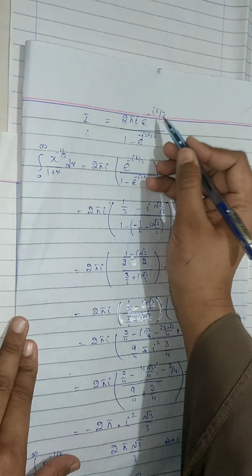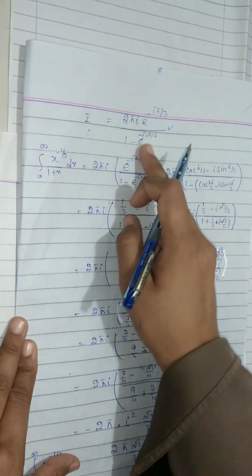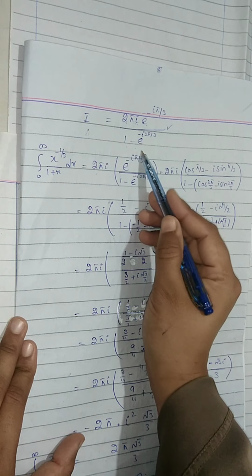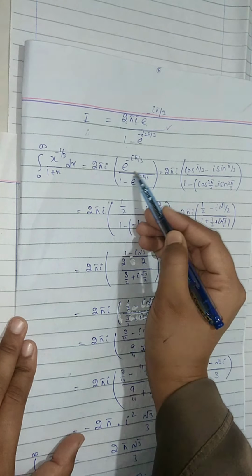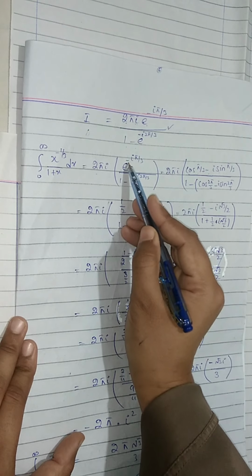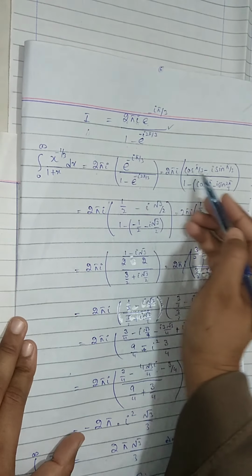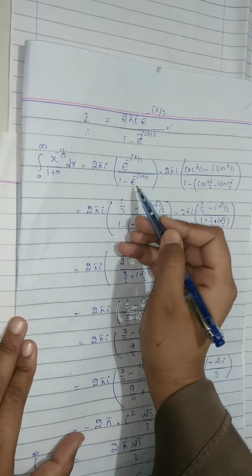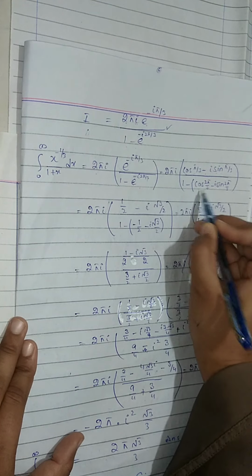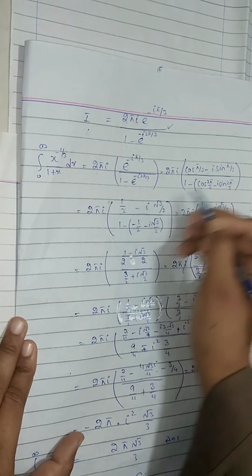Just put the values of this and this contour in equation 1. So this is our equation 1. Putting in the values and simplifying, we have I equal to 2 pi i e^(-iπ/3) over 1 - e^(-i2π/3). We can evaluate it further: I is equal to 2 pi i e^(-iπ/3) over 1 - e^(-i2π/3).